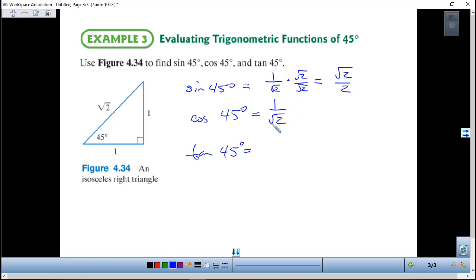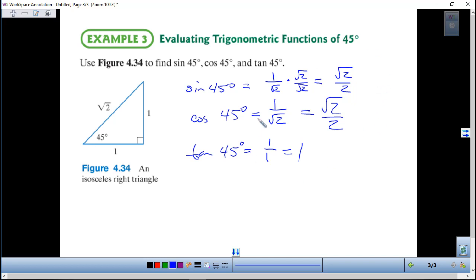And guys, if you're doing the exact value again, you don't have to work these out each time. Now you've got to work it out once to show me that you worked it out, but you don't have to work it out every time. And then of course the tangent of 45 is opposite over adjacent, which is going to be 1 over 1, which is, well, just 1.